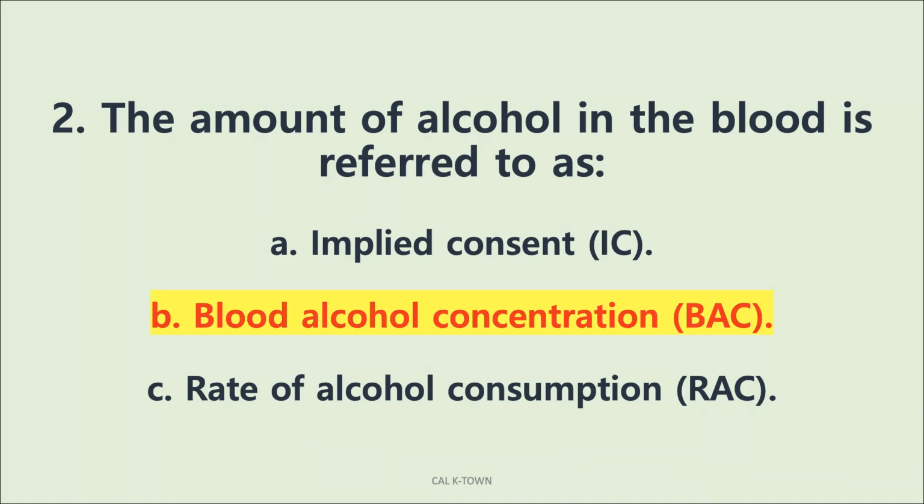The answer is B. Blood alcohol concentration. Blood alcohol concentration is a measurement of the percentage of alcohol in the blood. The higher the BAC number, the more impaired a person is.